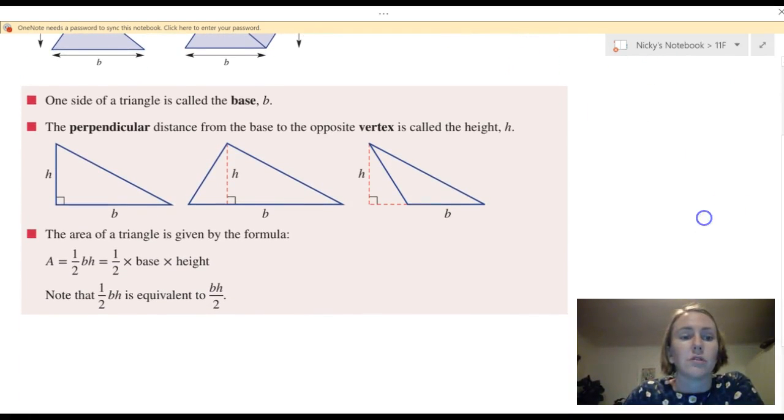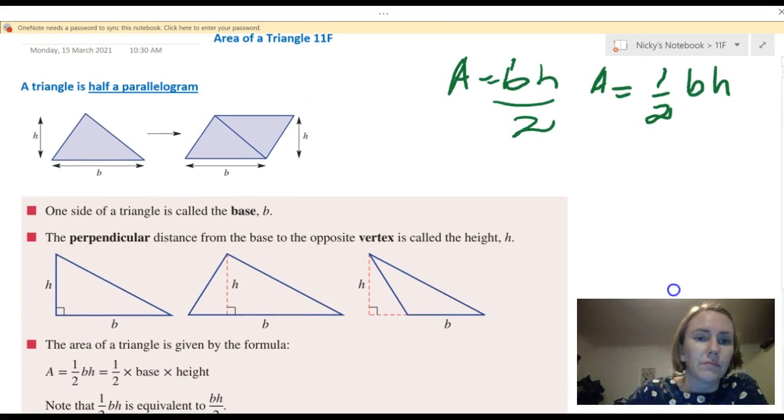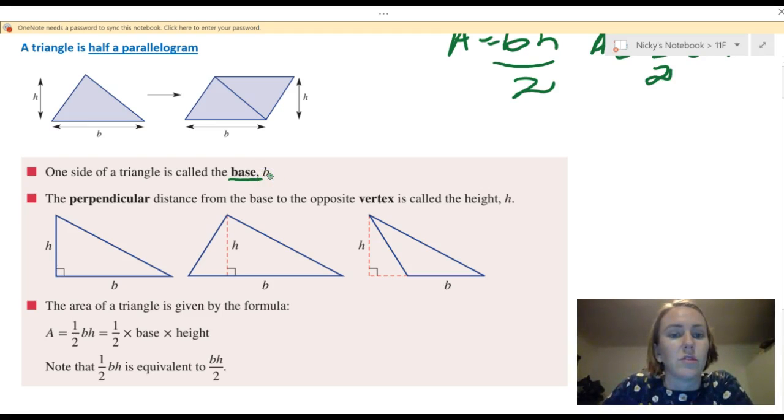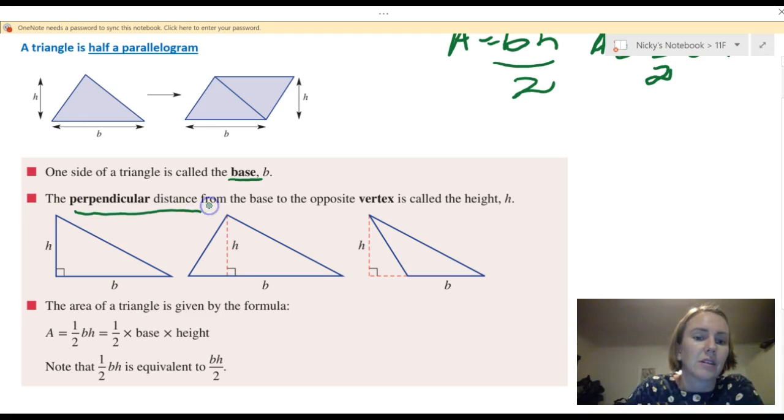So important to note, just some theory. Base is along the bottom of one side and the height is perpendicular to that. One side of a triangle is called a base, B. Any side, it doesn't actually matter, so long as you are then pairing it up with a height that is correct. So the perpendicular distance, so that's at 90 degrees.